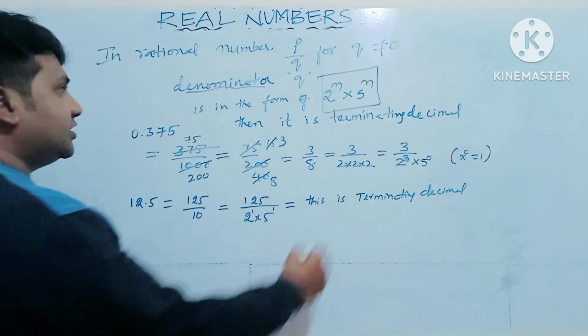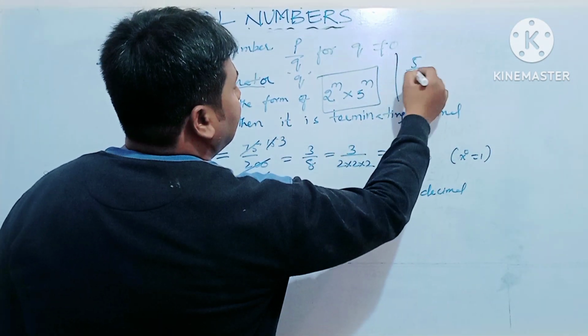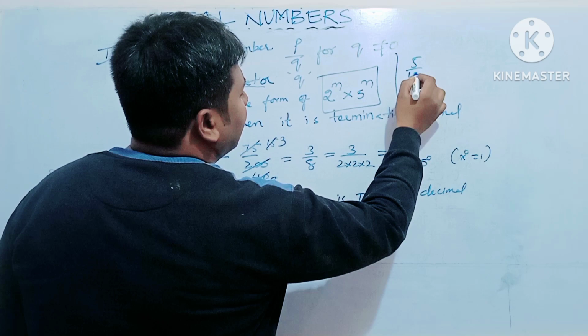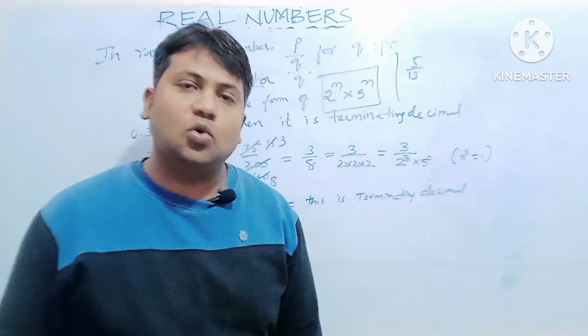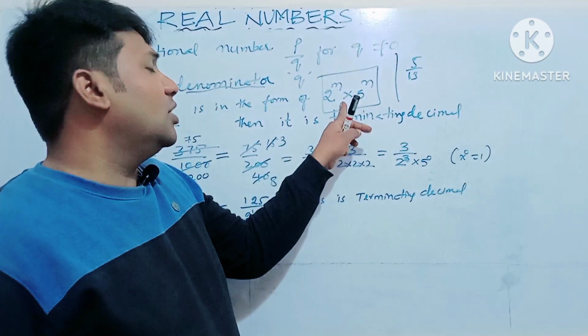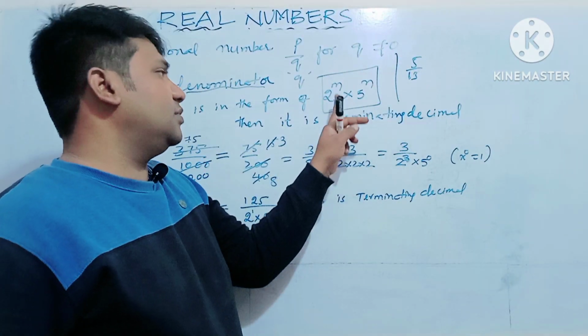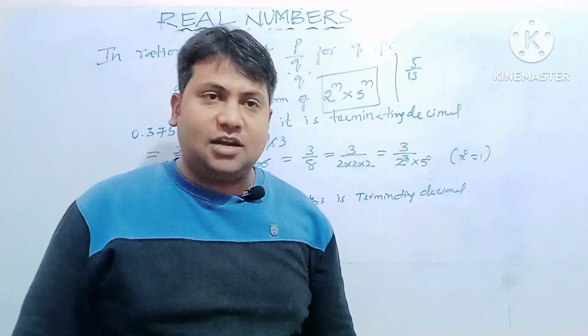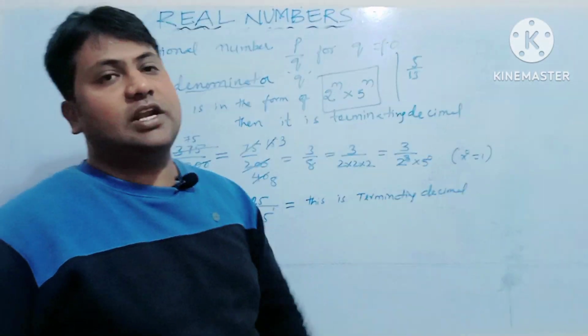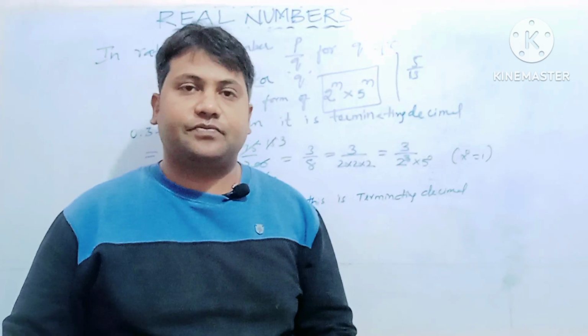Understood? Take one more example and check it out here. 5 by 13. Can 13 be expressed in the form of 2 to the power of m into 5 to the power of n? No. 13 cannot be expressed in this form. So this cannot be a terminating decimal. It is a non-terminating decimal.